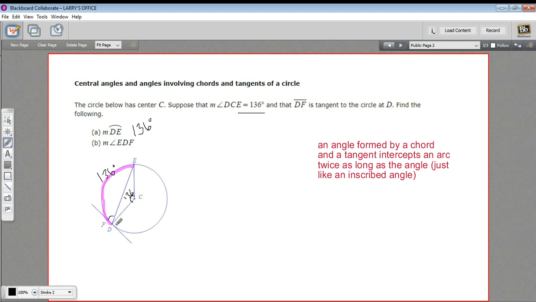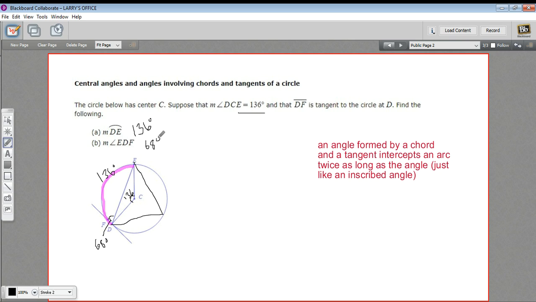Now, angle EDF. One thing to notice about that is DF also intersects that same arc. But this is a type of angle we haven't seen before. We've seen central angles and we've seen inscribed angles that start from one end of the circle and exit at the other end. Here we have an angle that's formed by a chord, this is the chord, and a tangent. And those angles work just like inscribed angles. So if this arc that it intercepts is 136, we're going to have exactly half of that in here. So this angle right here should be 68 degrees.